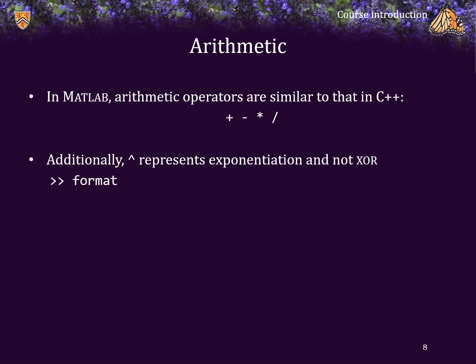So now, returning from format hex to our regular format, we just type format, and now we can calculate 1.3 to the exponent 4.7. And this happens to equal 3.4319.